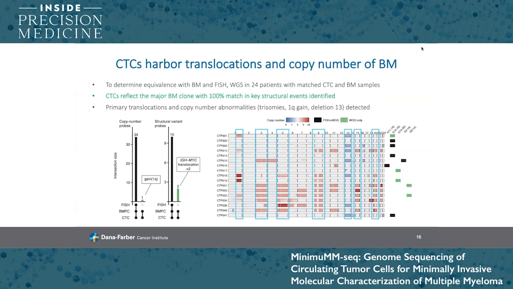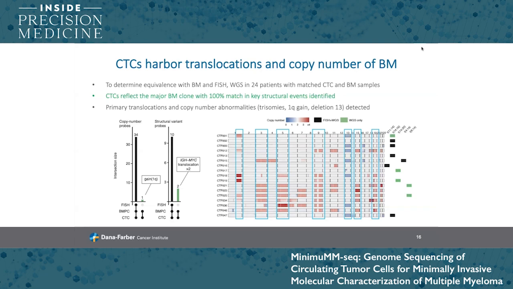sample. And this really highlights that CTCs are able to reliably recapitulate all resulting abnormalities that are found in the bone marrow, including primary translocation, shown on the right of the figure, and key copy number abnormalities, such as 1q gain, odd chromosomal trisomies, and deletion of chromosome 13 that were detected.